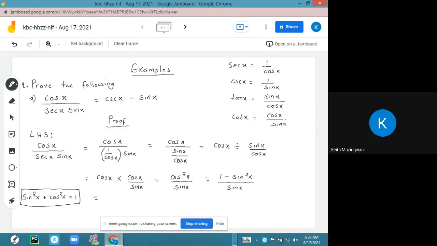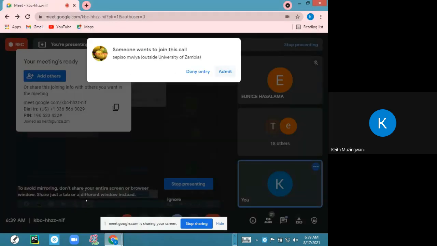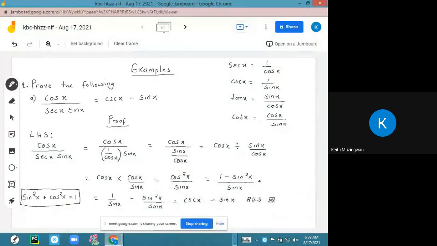We are able to split this into 1 over sine minus sine squared over sine. This is the same as 1 over sine is the same as cosec, and sine squared over sine is just sine. But this is what we have as the right hand side. So we have proved. And that's how we prove such identity questions. So most of the identities, they become very, very easy if you're able to change from sec, cosec, tan, cot to sine, cos. Your way could become very, very easy.